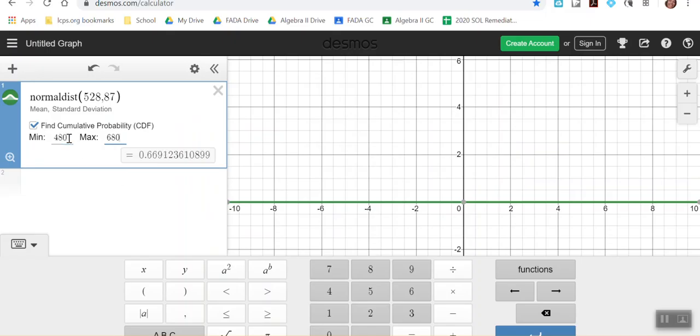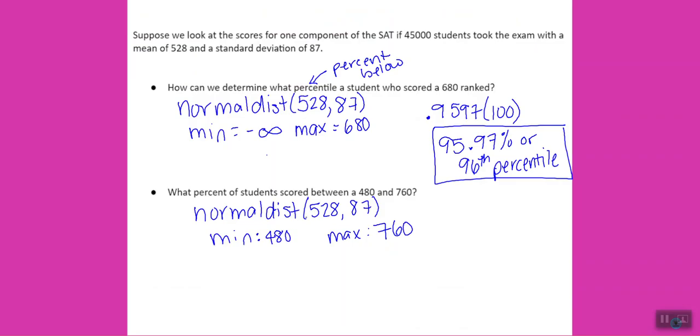760. So we get 0.7056. Multiply that by 100 to change it into a percent, and we get that 70.56% of students would score between 480 and 760.